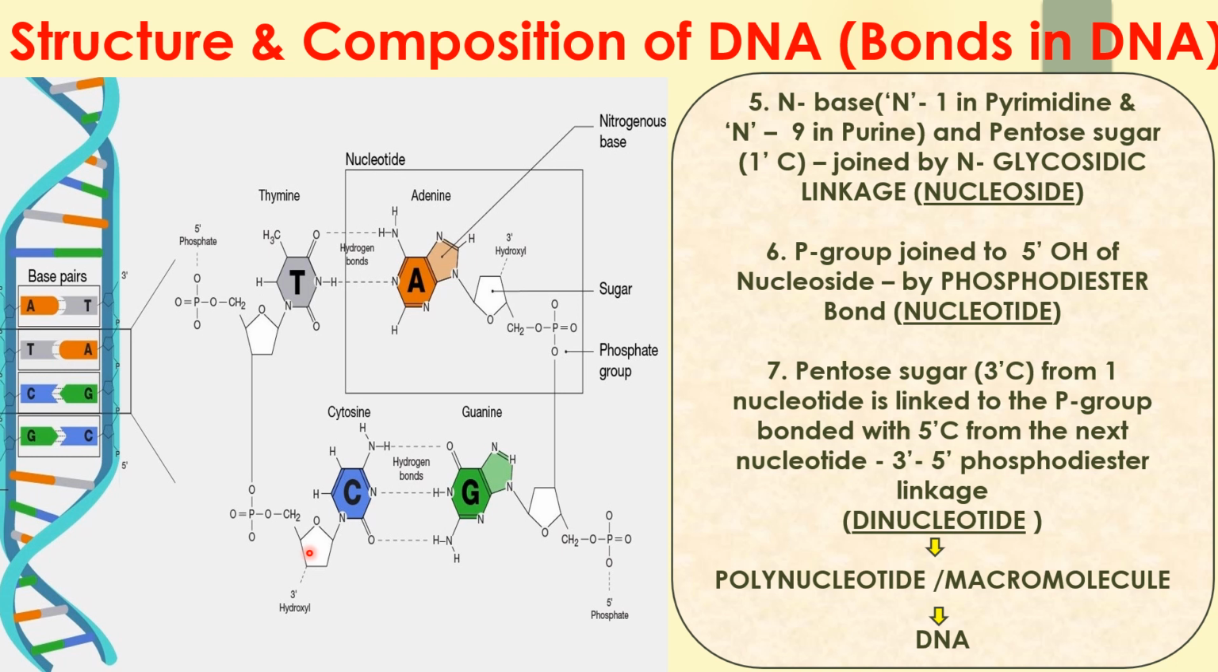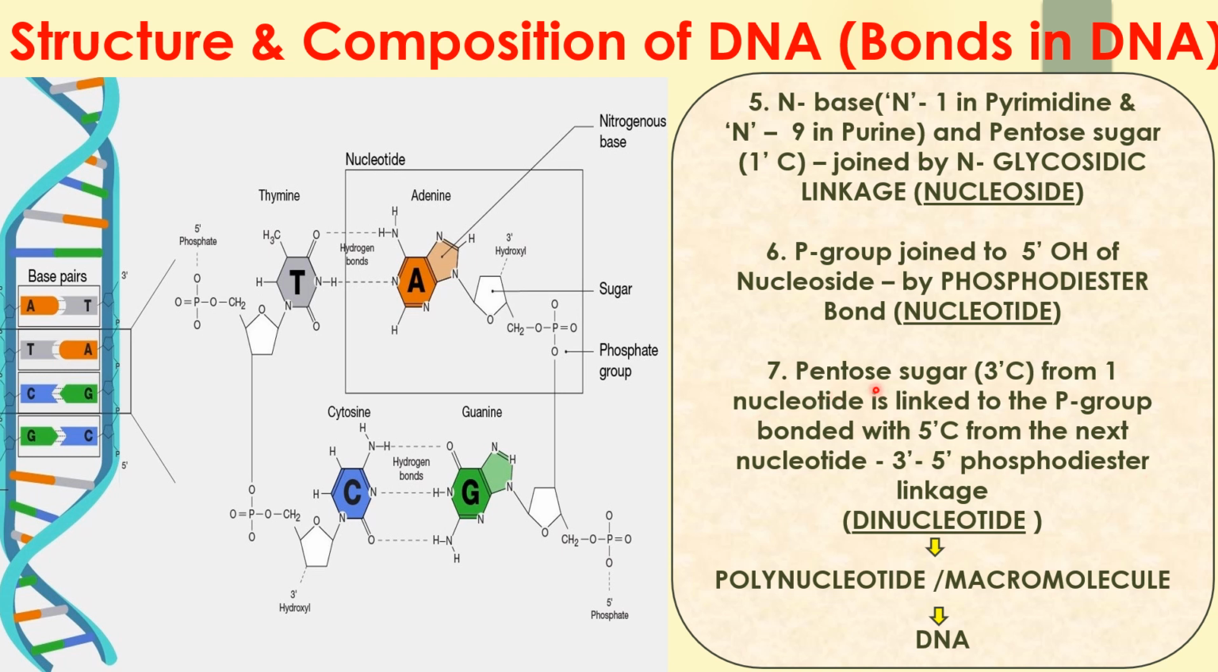That's why the backbone is named the 3', 5' backbone. This is the pentose sugar. Let's number it: 1, 2, 3, 4, and this is the 5th carbon. That is, the 5' OH on the 5th carbon is linked to the 3rd carbon of the previous pentose sugar. This is 3' and this is 5'. In between, we have the phosphodiester linkage. See, this is the 3', 5' phosphodiester linkage.